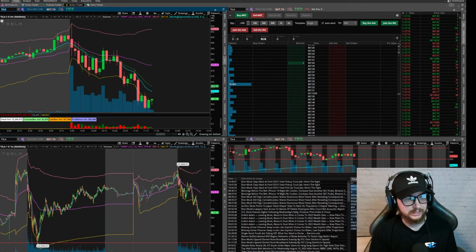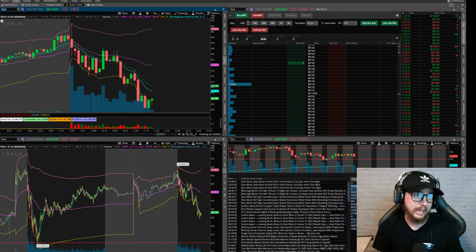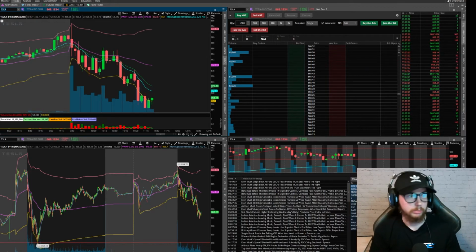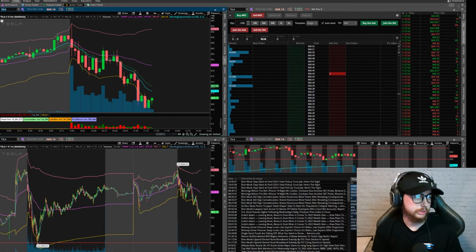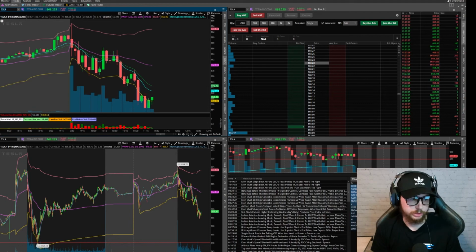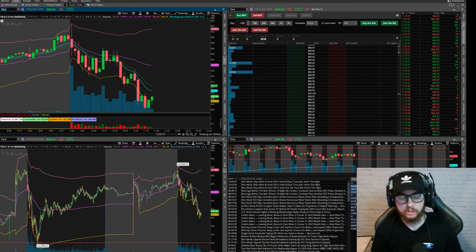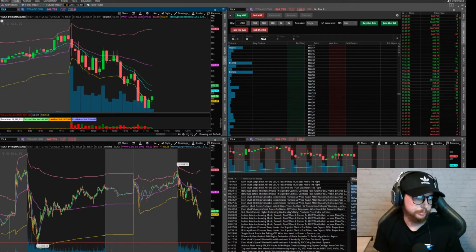Of any of those patterns, I would say the ascending triangle is probably the main one I use. Double bottoms you can use for supports, and then double tops for resistance, things like that.